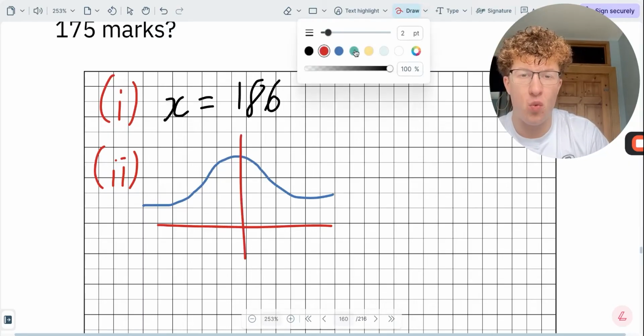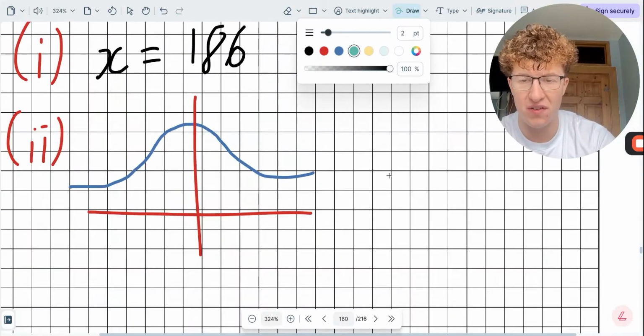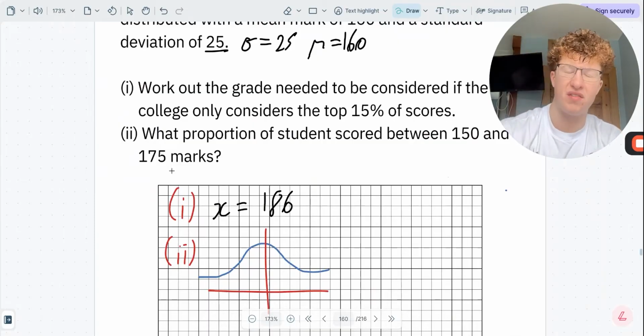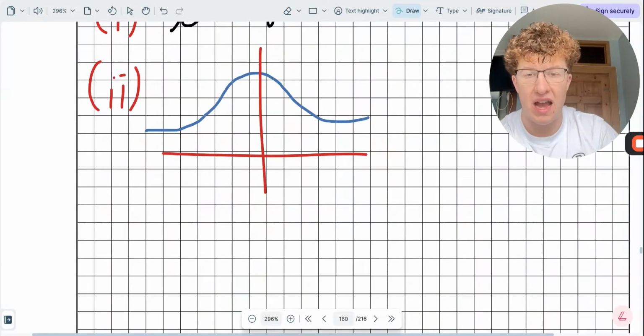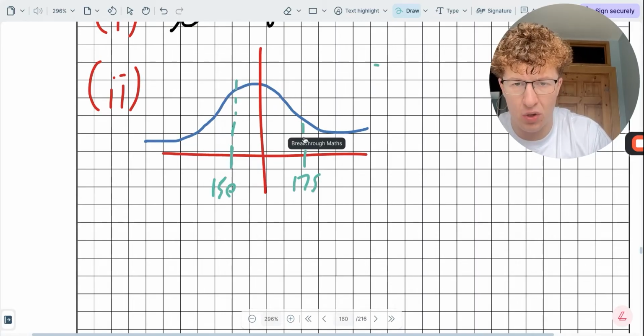And now it's saying what proportion of people got between 150 and 175. So notice the mean was 160. So 150 is slightly below the mean and 175 is slightly above the mean. And the mean is going to be this center line here. So we'll say 150 is somewhere here and we'll say 175 is somewhere here. That means that we're going to want to find this area here in between.